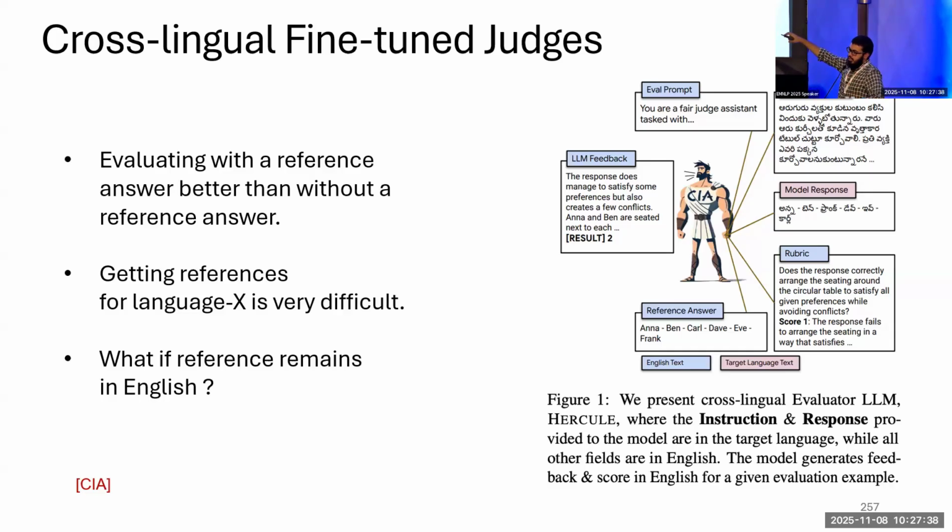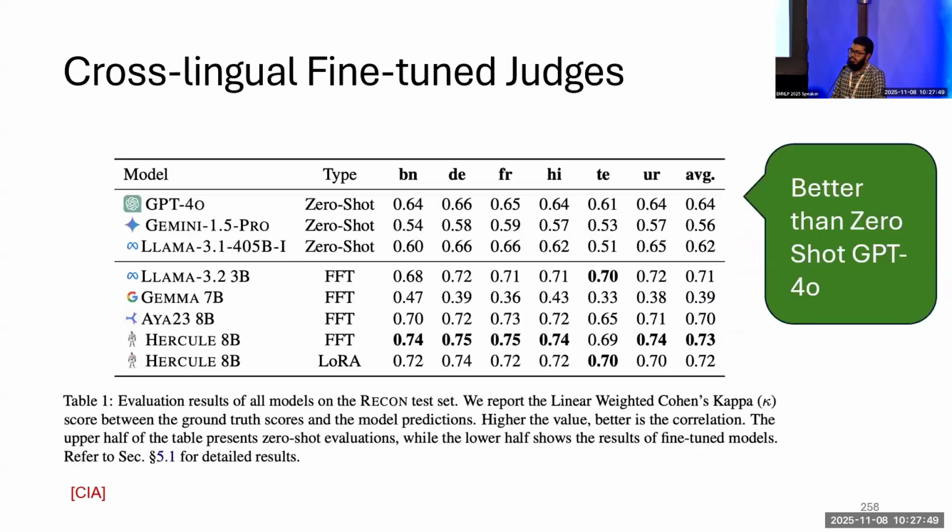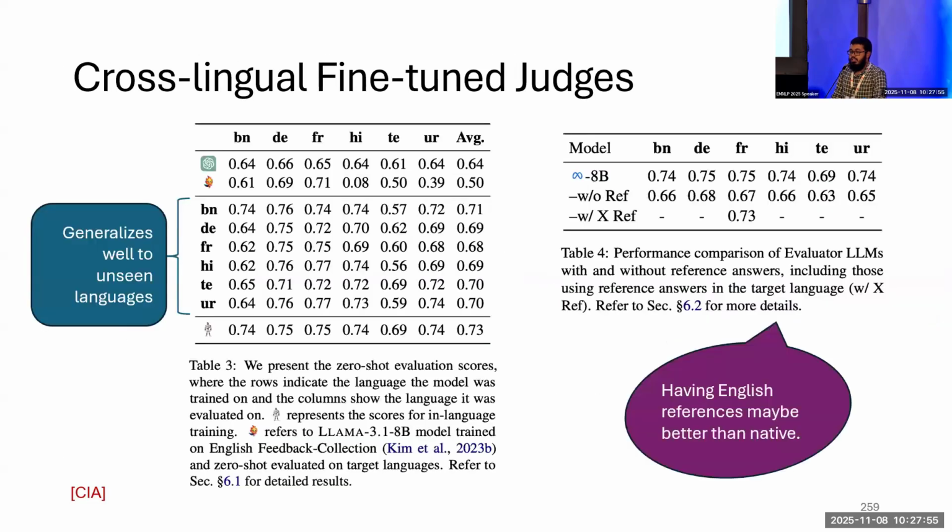And as you can see in this diagram, the prompt and the response are in Telugu, but the reference answer is in English, and the model is able to successfully evaluate against it. And it is, of course, better than zero-shot GPT-4o. I won't go into too many details here. It also generalizes well to other unseen languages. So for example, if you train your model on Bengali, it can potentially evaluate other languages also. And it's also better than even having references in your native language. As you can see with French, having references in English is better than having references in the native language itself.